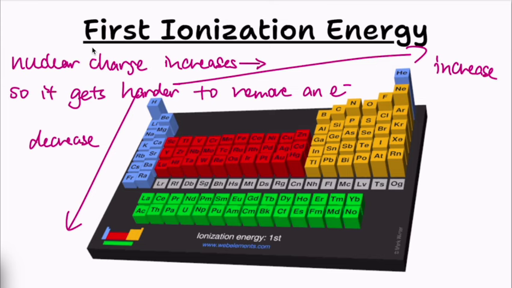But when you go from top to the bottom, because the valence shell electron is further away from the nucleus, which means it doesn't experience that much attractive force, it's much easier to remove that electron from the atom.